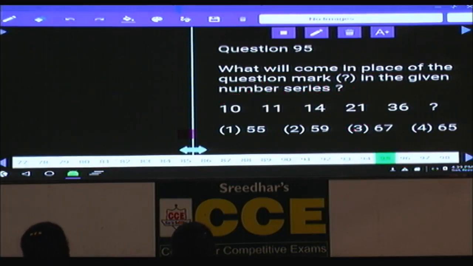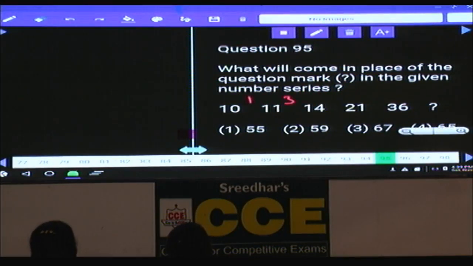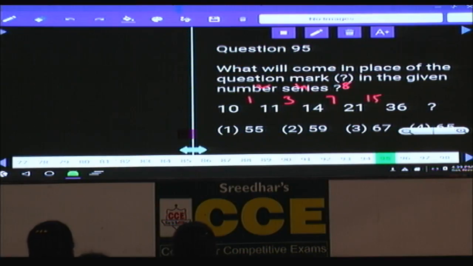Then coming to 95. 10, 11. Again the numbers are increasing at a smaller rate. 1. Difference is 3. Next difference 7. Next one 21 and 36. Difference is 15. 1, 3, 7, 15. 1 plus 2, 3. 3 plus 4 and plus 8. 2, 4, 8, 16. Now 15 plus 16, 31 should be added. 36 plus 31, 67 choice 3.